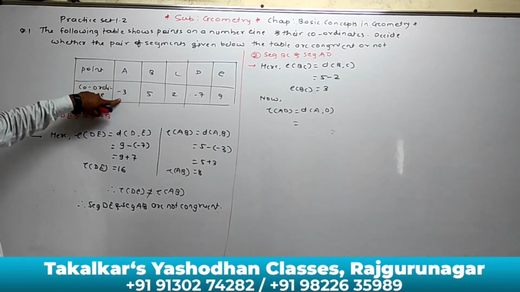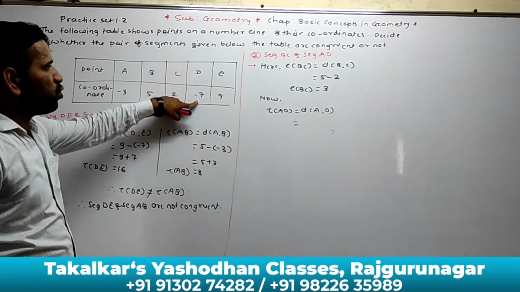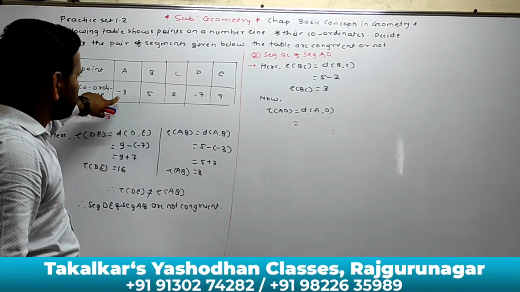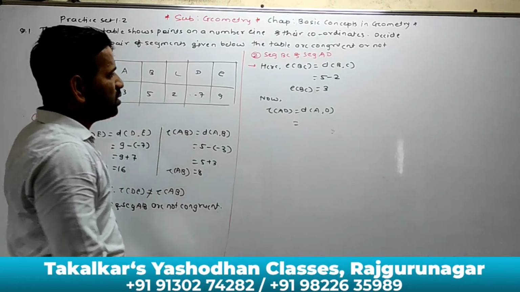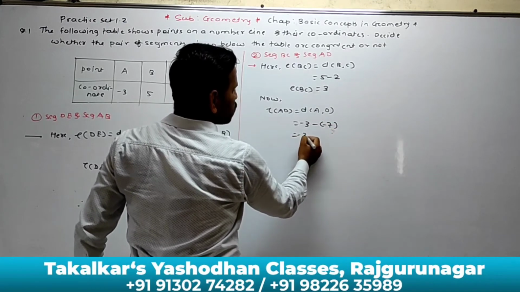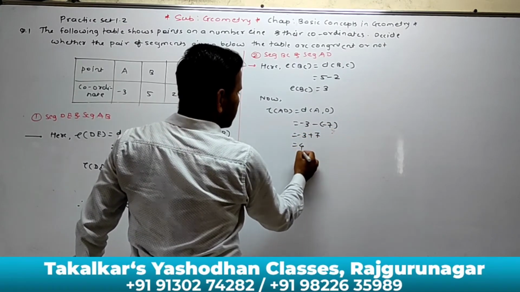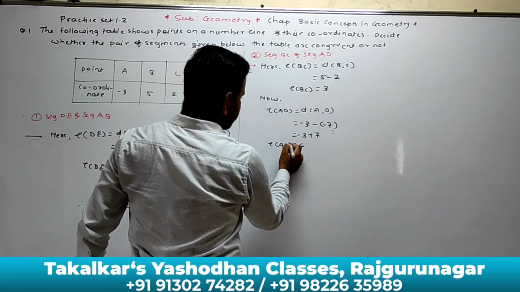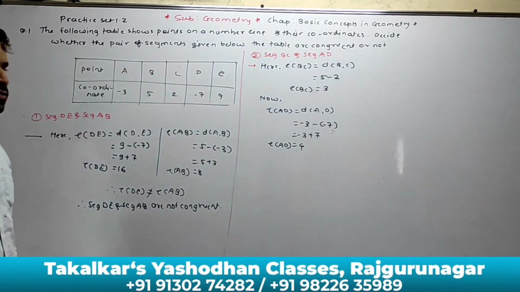What is the coordinate of A? -3. What is the coordinate of D? -7. Which one is bigger? -3 is bigger. It is smaller. So -3 minus -7. So -3 plus 7. Answer is 4. Length of AD is equal to 4.